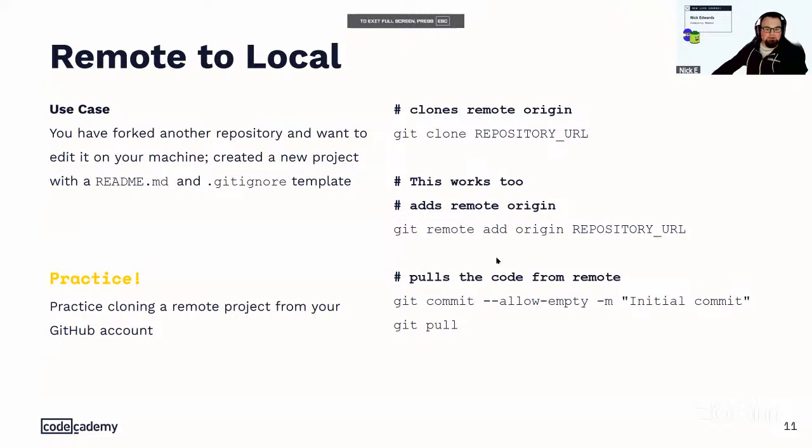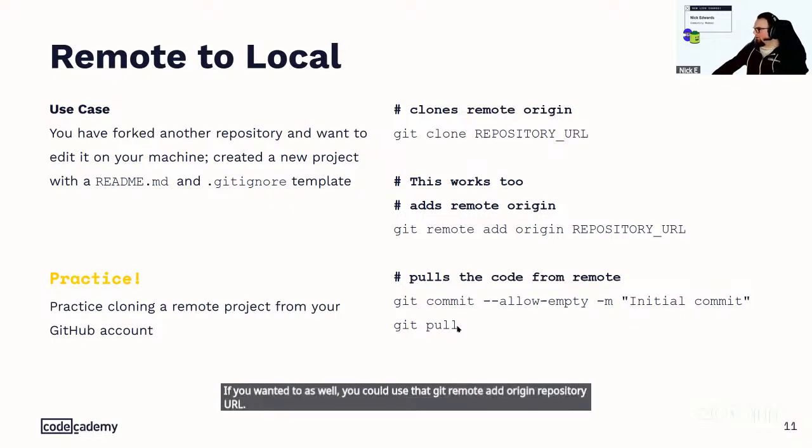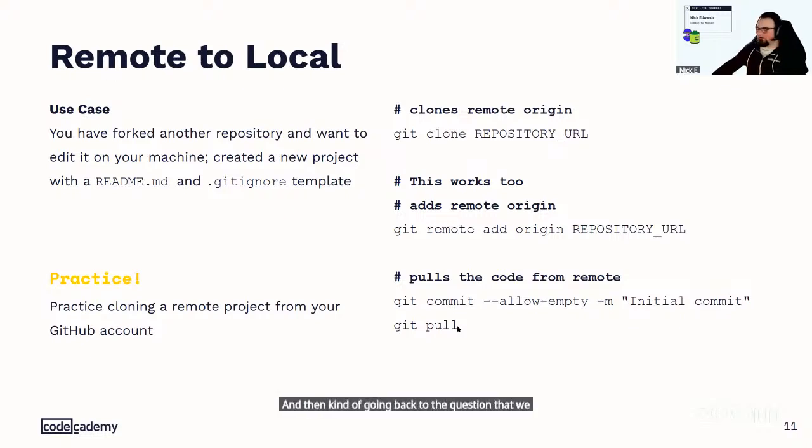And then to do that, you can use git clone repository URL. If you wanted to as well, you could use git remote add origin repository URL. And then going back to the question that we got earlier, you can use that git pull command to pull the code that's in that remote repository locally.